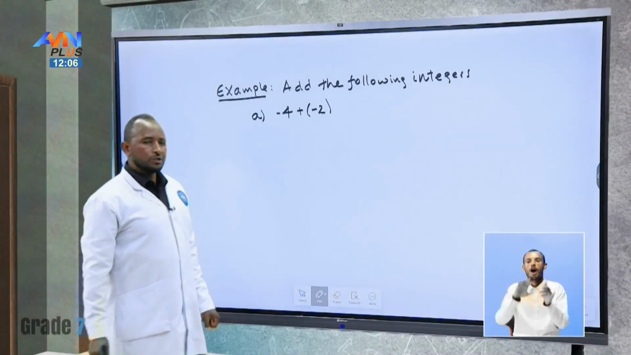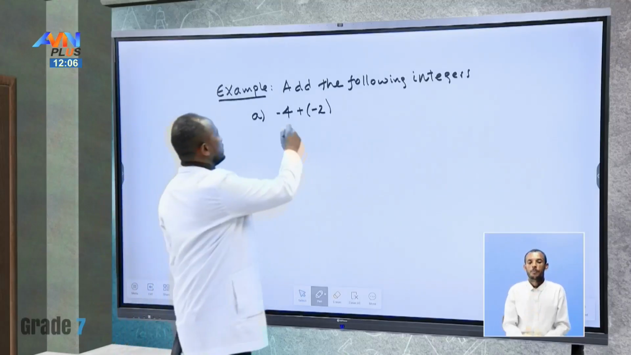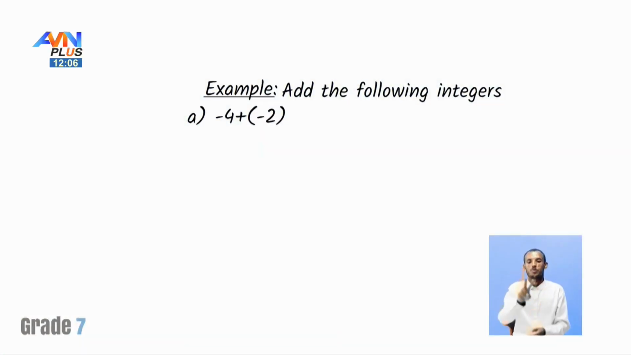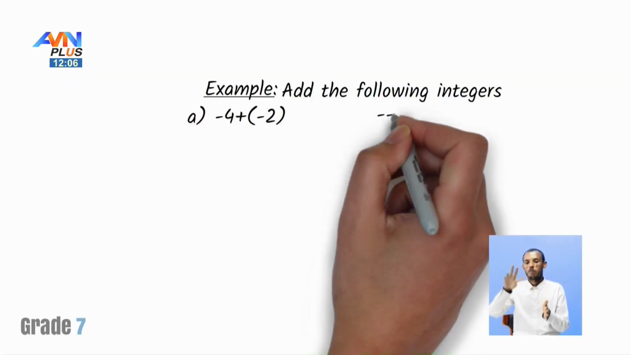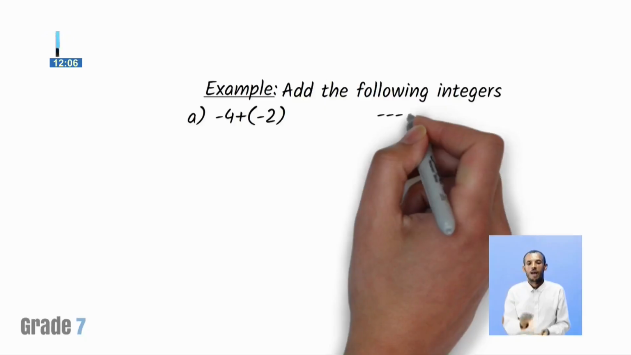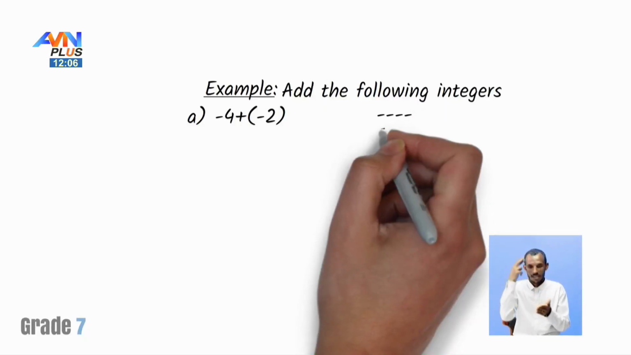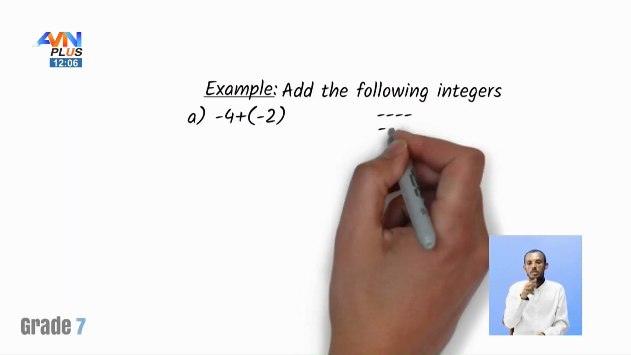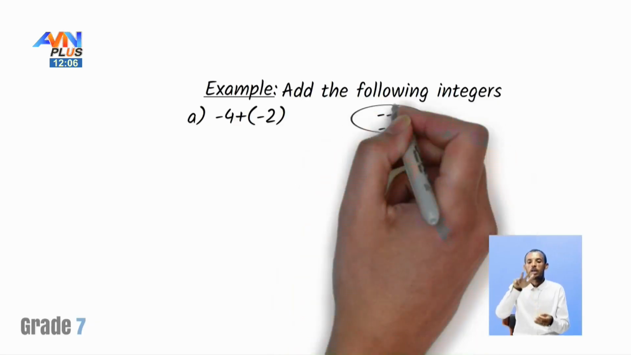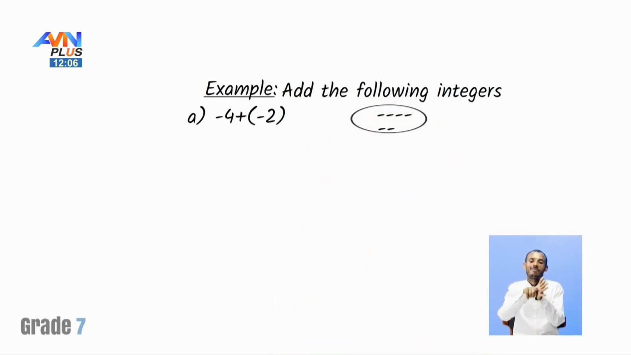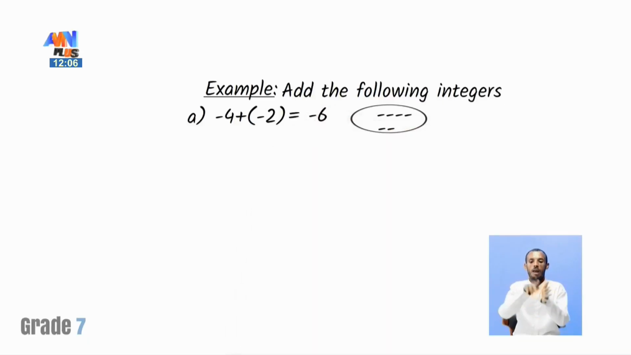So how do we add these two? Let's see this together. When you add these two, you have 4 negatives. 1, 2, 3, 4. Again, on this, you add 2 negatives. In this case, they do not cancel out because they are not opposite. So, the sum will be, you have 1, 2, 3, 4, 5, 6. You have 6 negatives in this case. Therefore, the answer will be negative 6.